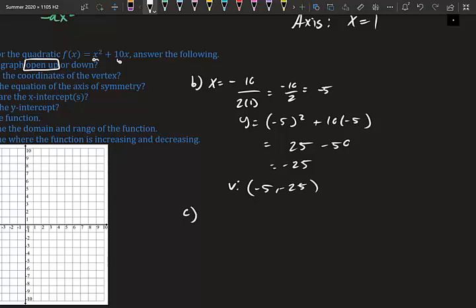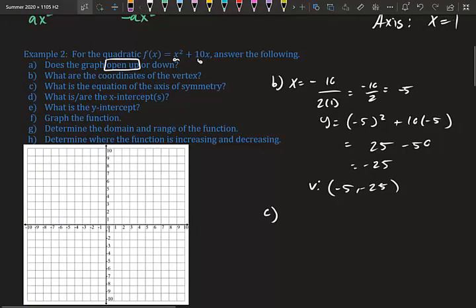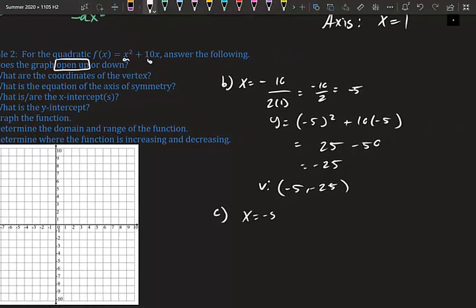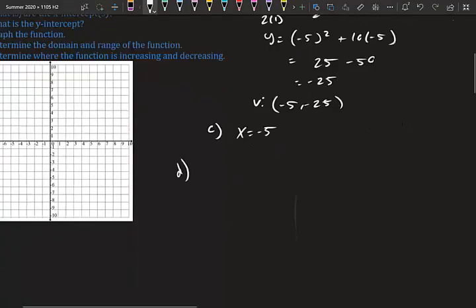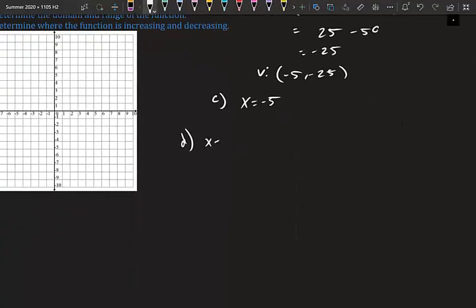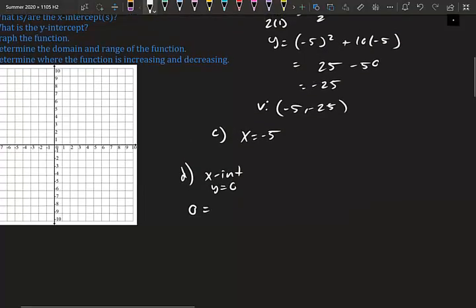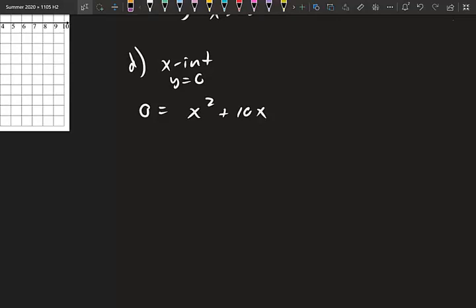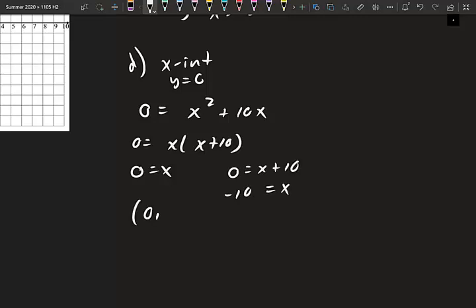Alright, so the axis of symmetry, that's part C. So what is the equation of the axis of symmetry? It's x equals negative 5. Part D wants us to find the x-intercepts. So to find the x-intercepts, we make y equals 0. So we have 0 equals x squared plus 10x. Since this is a binomial, we can only take a GCF, so they both have x in common. We factored it. Now let's set each factor equal to 0. So we have 0 equals x and 0 equals x plus 10, which is negative 10. So we have two x-intercepts at (0, 0) and (negative 10, 0).